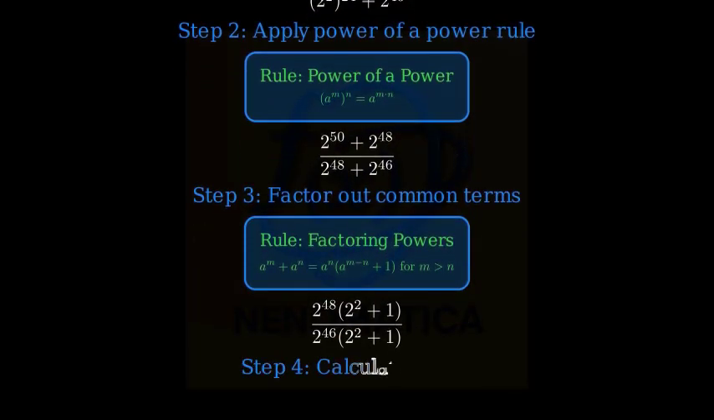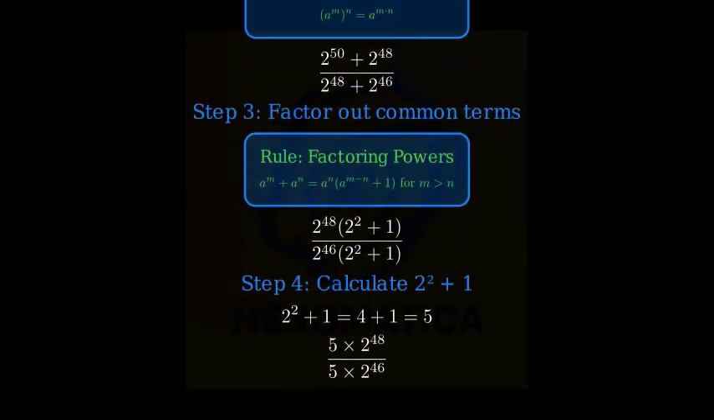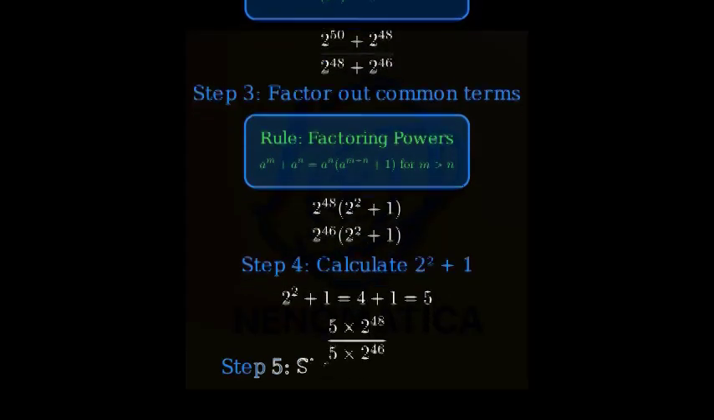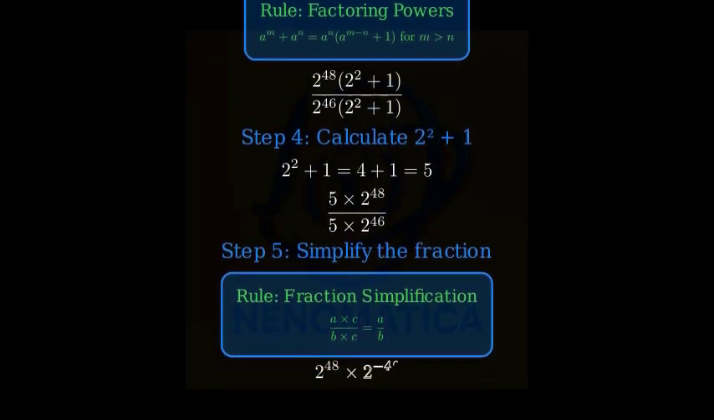Let's calculate 2 squared plus 1. 2 squared is 4, so we get 4 plus 1, which equals 5. Now, we have 5 times 2 to the power of 48 in the numerator and 5 times 2 to the power of 46 in the denominator. Now, we can simplify the fraction. The 5 in the numerator and denominator cancel out.